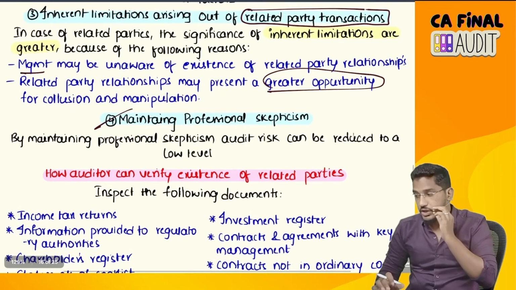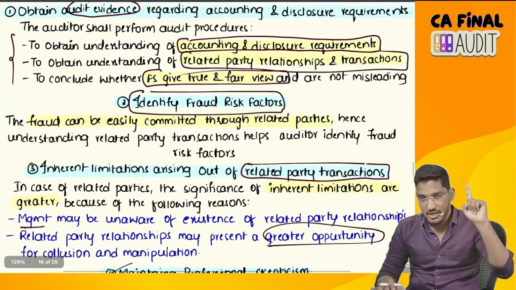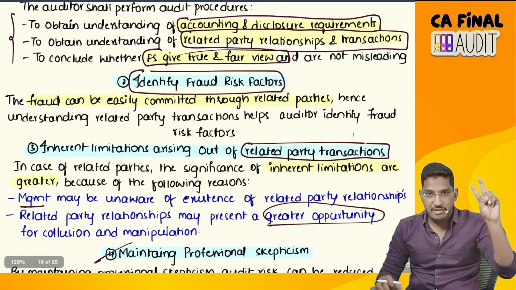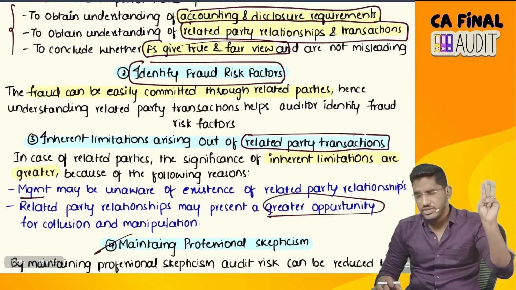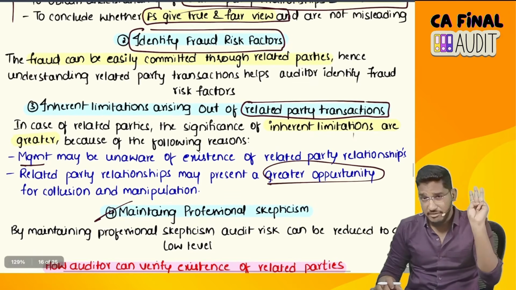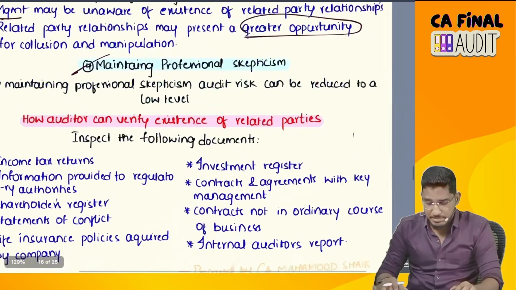So as an auditor, what are your responsibilities regarding related party transactions? Number one, you need to obtain evidence regarding accounting and disclosure requirements. Number two, you have to be careful about the fraud risk factors. Number three, inherent limitations are much greater for related party transactions. Be careful about it. If you want to overcome all this, maintain professional skepticism.